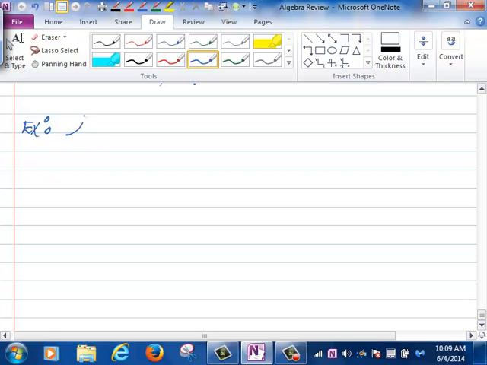So let's say I want to find the limit as t goes to 0 of the square root of t squared plus 9, minus 3, divided by t squared. So that's the limit we want to find.